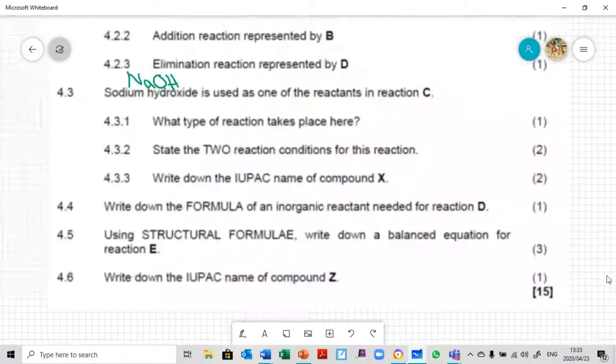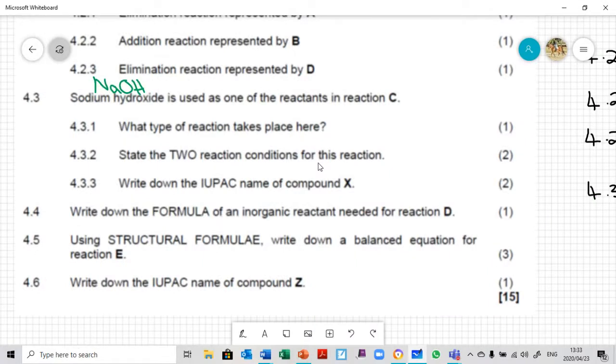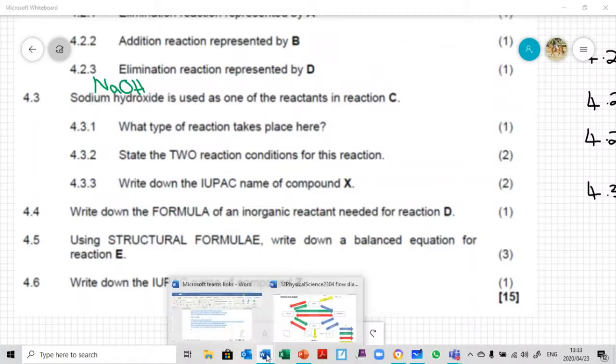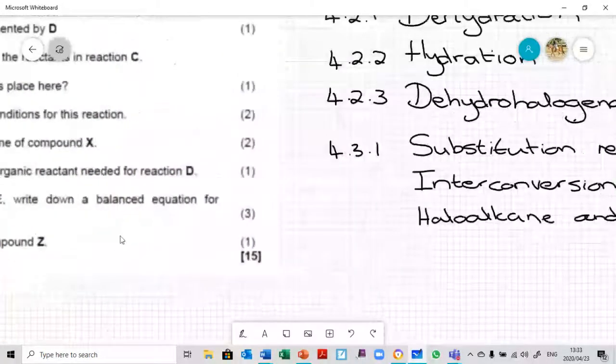Okay, state the 2 reaction conditions for this reaction. Now they've already given you one. They've been so nice. You just need to be able to catch it on the read. So let's quickly look so that I don't lead you astray. We are going from a haloalkane to an alcohol. So we need a strong dilute base and we need heat. So those are the 2 reaction conditions you are going to give them.